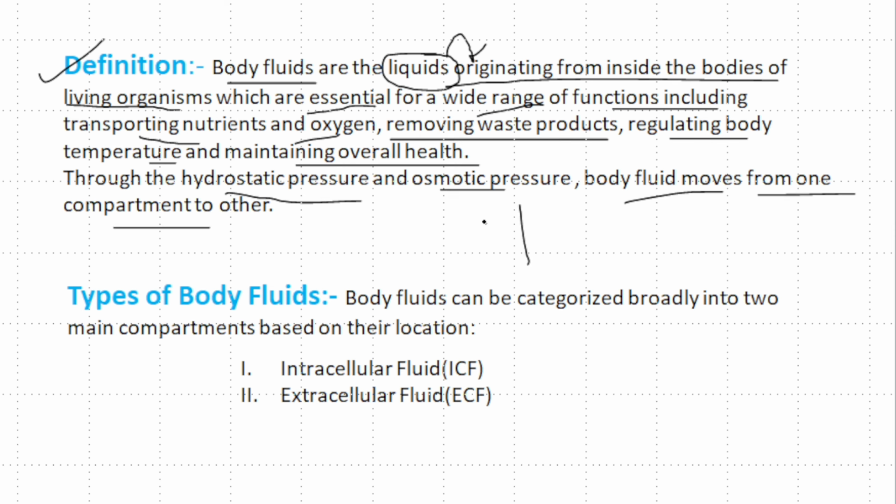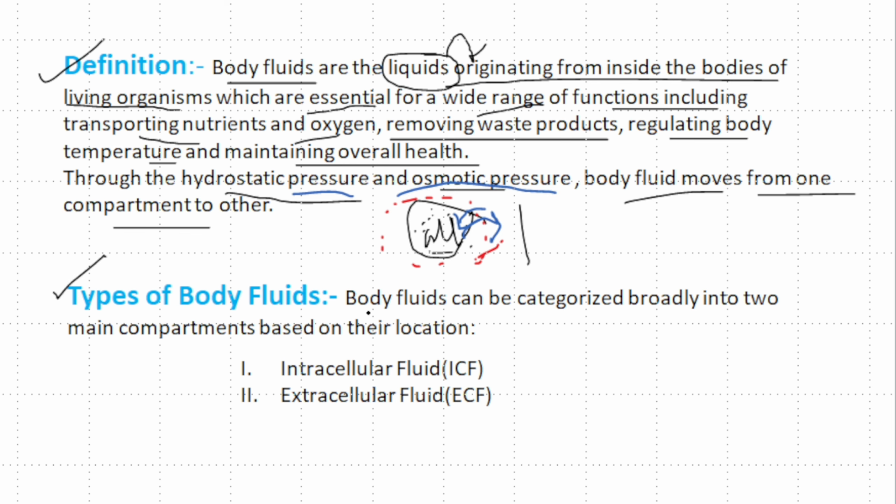For example, this is a cell of a human body. Inside the cell there is fluid, and outside the cell there is also fluid. When nutrients and water move inside the cell or outside the cell, hydrostatic pressure and osmotic pressure help the movement.